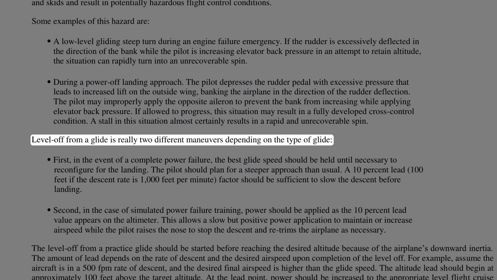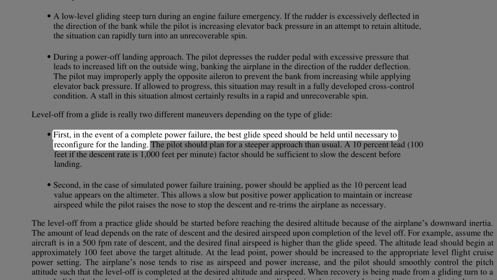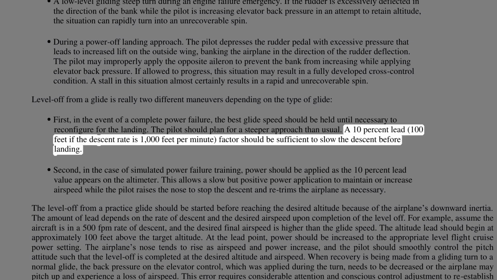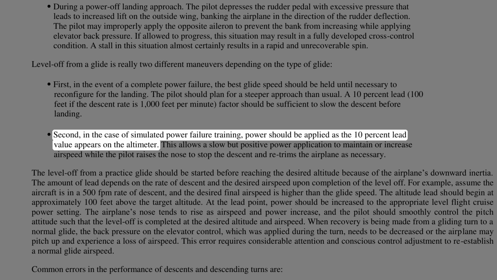Level off from a glide is really two different maneuvers depending on the type of glide. First, in the event of a complete power failure, the best glide speed should be held until necessary to reconfigure for the landing. The pilot should plan for a steeper approach than usual. A 10% lead factor, 100 feet if the descent rate is 1,000 feet per minute, should be sufficient to slow the descent before landing. Second, in the case of simulated power failure training, power should be applied as the 10% lead value appears on the altimeter.